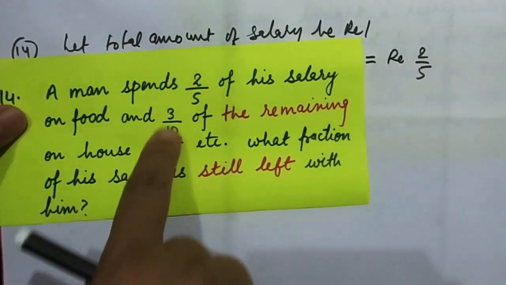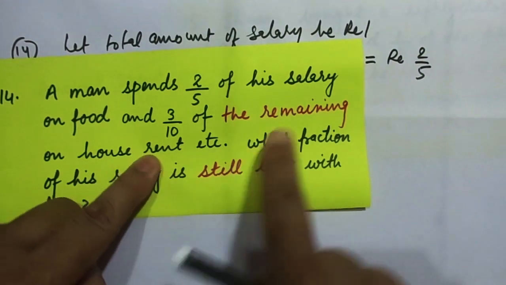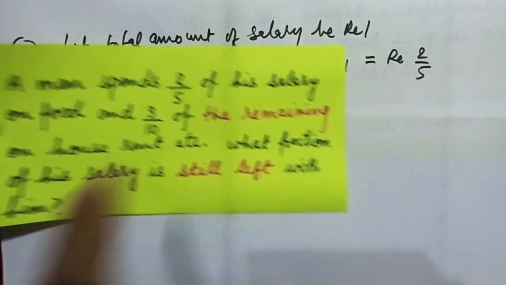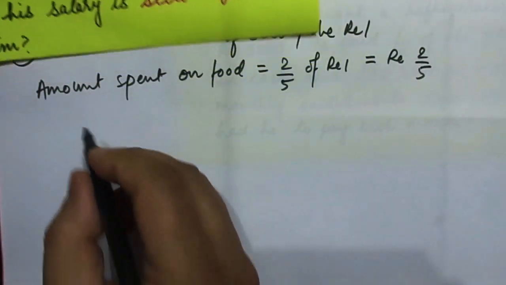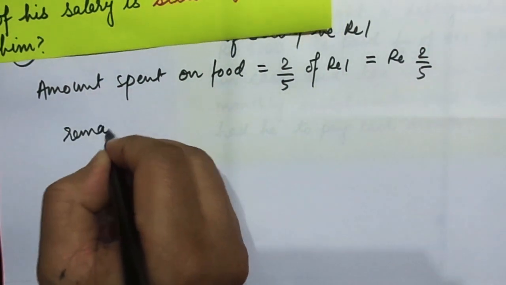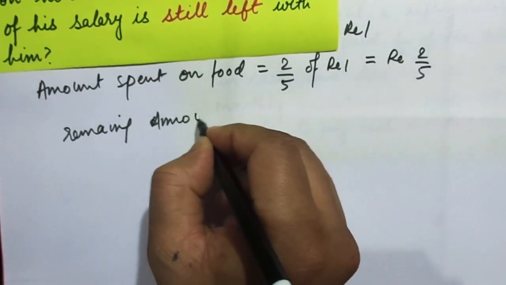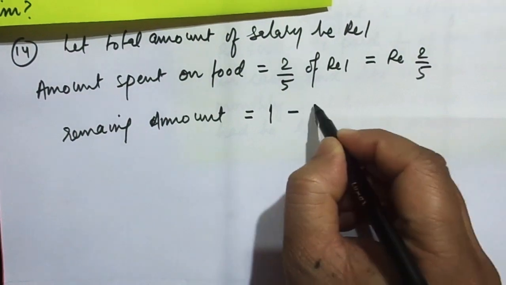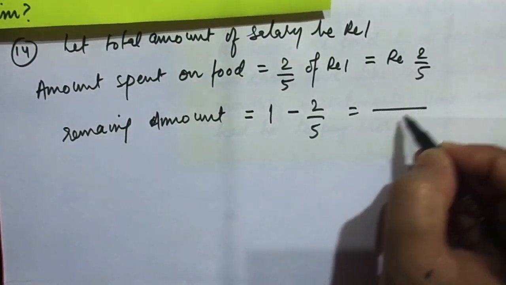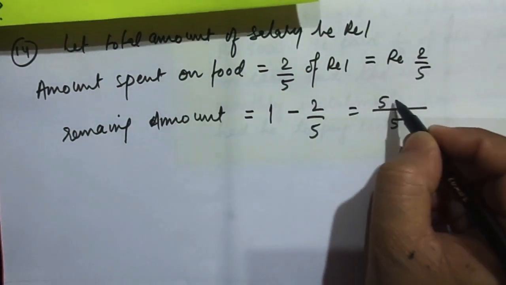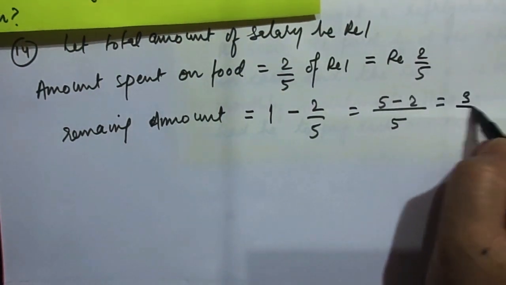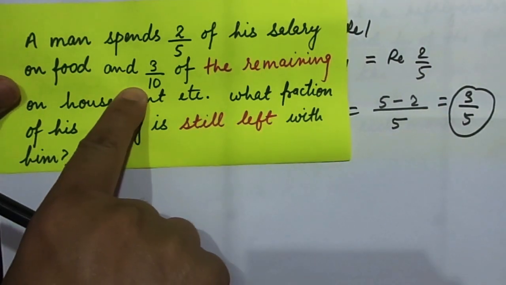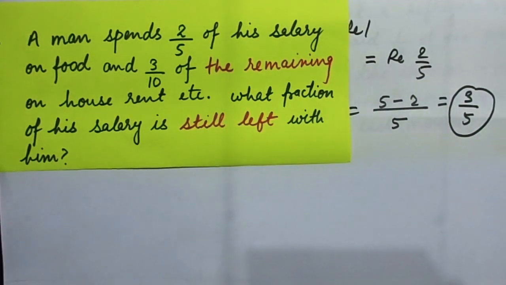Now 3 by 10 of the remaining on house rent. Remaining, that is, what is left after spending 2 by 5, how much is left? Therefore remaining amount is equal to, how much was the salary? 1 was the salary. 1 minus 2 by 5. So 1 minus 2 by 5 is equal to, 5 ones are 5 minus 2, 3 by 5 was the remaining amount, and he had spent 3 by 10 of the remaining amount on house rent.